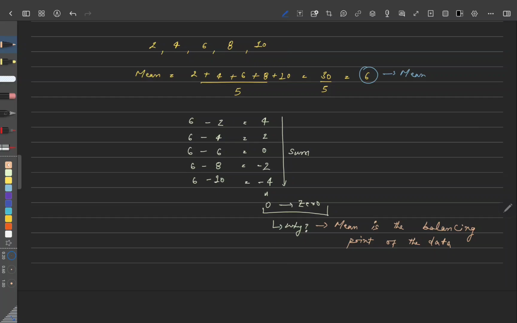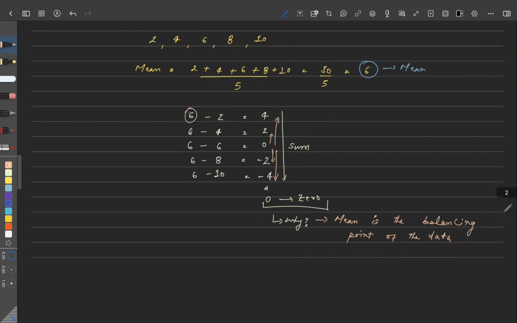So you can clearly see that this is 0, and then this is 2, this is 4, and this is 2 on this side, and this is minus 4 on this side, correct? So if you sum all these numbers, it will be 0, which means that the mean, which is this, is the center of this data set. Correct?